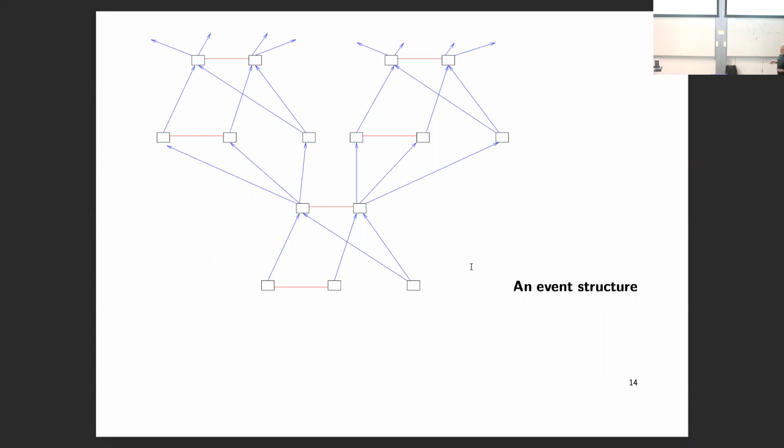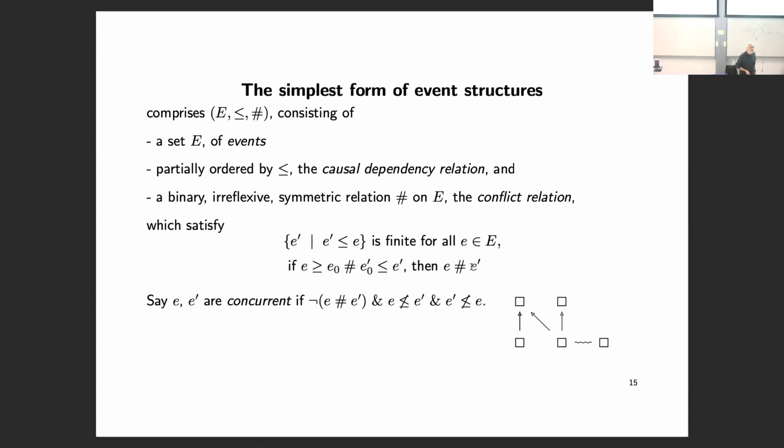So if we distill out from this a mathematical definition, this is the simplest definition of event structure that I can more or less get away with. So an event structure consists of a set of event occurrences together with a partial order of causal dependency. When you see something like this, it means that in order for E to occur, E prime has got to occur previously.